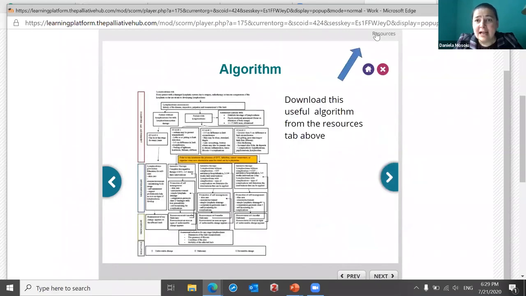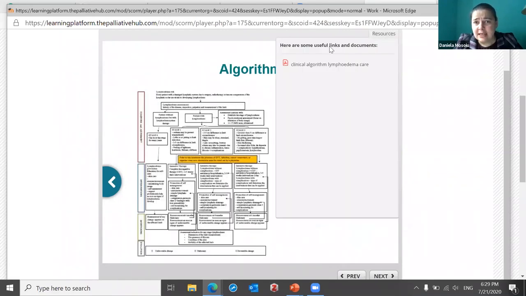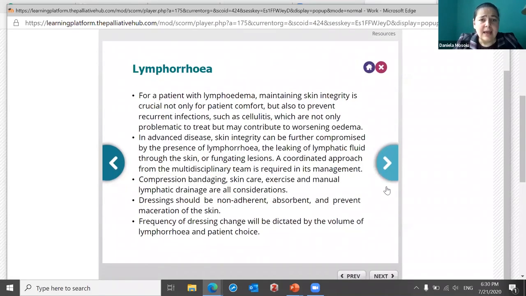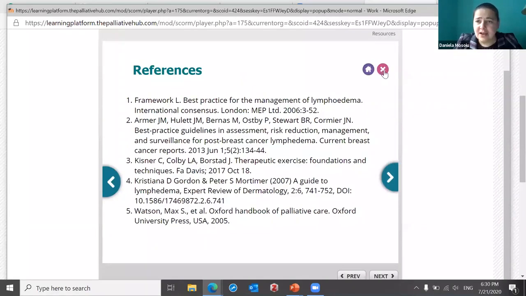You have the algorithm. This is in resources here. You can download your algorithm. This is an algorithm that is used in real life. We use it in the hospice for assessing and evaluating each of our patients and managing each patient with lymphedema, and of course the references.